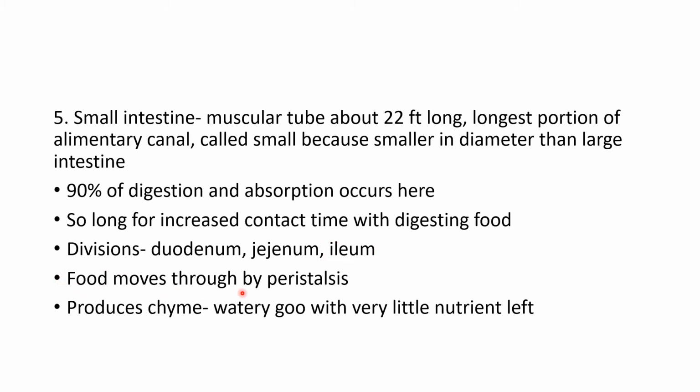Food moves through the small intestine by peristalsis, just like it does through the esophagus, and by the time food gets to the end of the small intestine, it is called chyme, which is basically a very watery goo, very liquidy, with very little nutrient left. If there's any nutrient left in it, it's just because the digestive enzymes didn't get a chance to get at it. And this also contains any undigestible things like maybe plant fiber that you may have eaten.